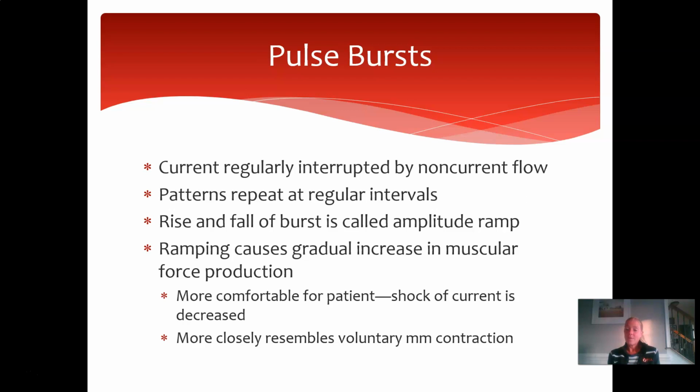When you ramp, that's going to help to more closely resemble a voluntary muscle contraction. When you voluntarily contract a muscle, you're not firing all fibers at once as much as you possibly can. Your body doesn't allow that to happen so that your muscles don't fatigue as quickly. So with ramping, we're actually slowing that down a little bit and making the contraction look more or resemble more of a voluntary muscle contraction.